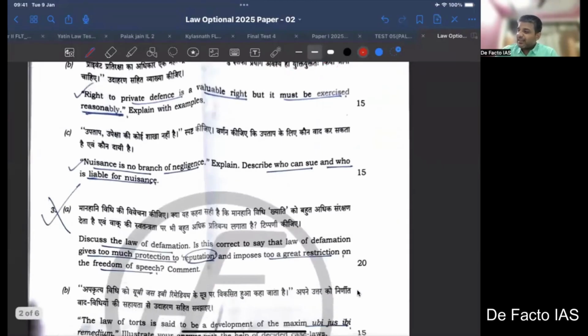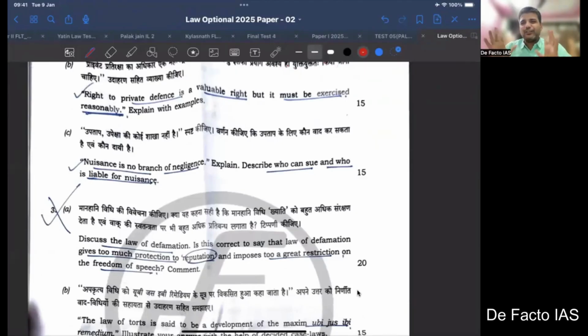Now, the question says nuisance is no branch of negligence; explain and describe who can sue and who is liable for nuisance. Nuisance initially was considered to be a branch of negligence, right? Because of my negligent behavior, it is causing some discomfort to you. But later the jurists started to say that no, it is not a branch. So how to go about it?